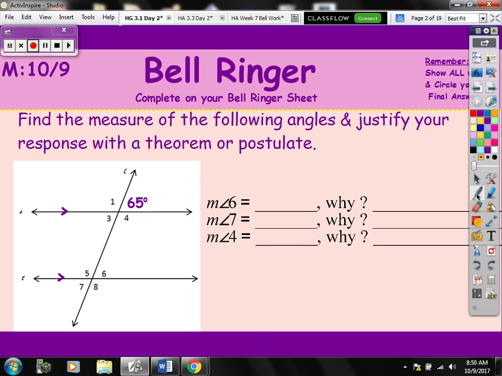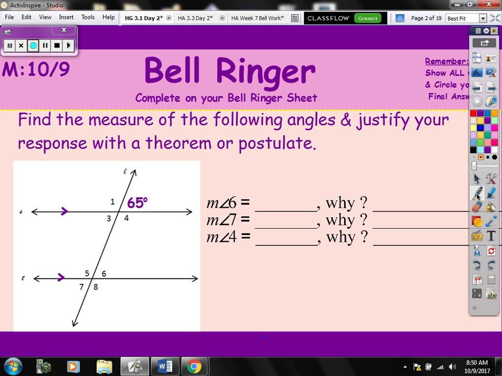You have to either write the name of the theorem or postulate, which you'll have to remember if it's a postulate or a theorem, or just write out what that postulate says, which I suggest doing because then you don't have to memorize how to write the name of it. But it's up to you. You cannot just write the type of angles they are, though. You have to use the actual theorem or postulate.